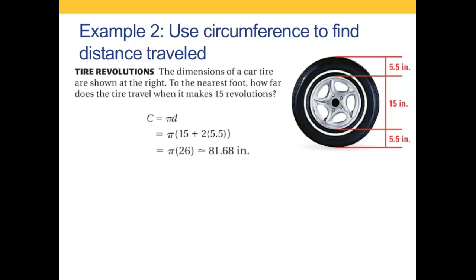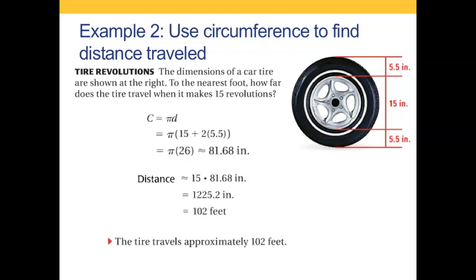Now, this problem is asking you to determine how far the tire travels when it makes 15 revolutions. Since the circumference is 81.68 inches, and it makes 15 revolutions, that means we're trying to find what 15 times the circumference is. Remember that one revolution is going to be the circumference of the circle. So the distance traveled is 15 times 81.68, which comes out to be 1,225.2 inches. And if you wanted this in feet, that would be about 102 feet. So the tire would travel approximately 102 feet in 15 revolutions.